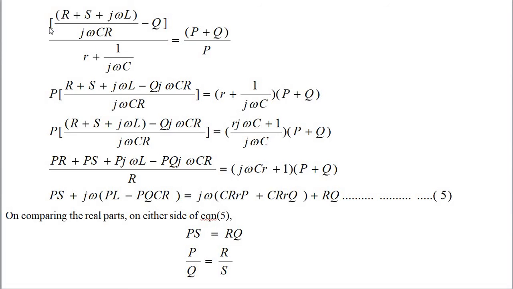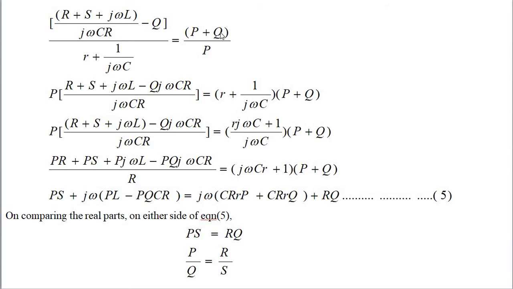So the equation will become like this: R plus S plus j omega L divided by j omega C R minus Q, divided by R plus 1 by j omega C, that is equal to P plus Q divided by P. So that is equal to P into, so we are taking P to this side, so P into the numerator R plus S plus j omega L minus Q into, so here we are taking j omega C R common outside, so Q should be multiplied with j omega C R, so minus Q into j omega C R divided by j omega C R.